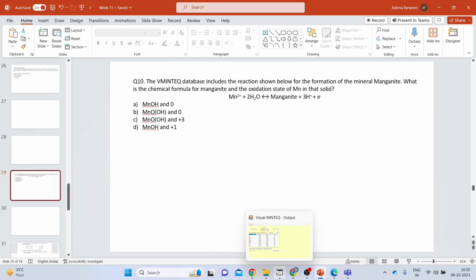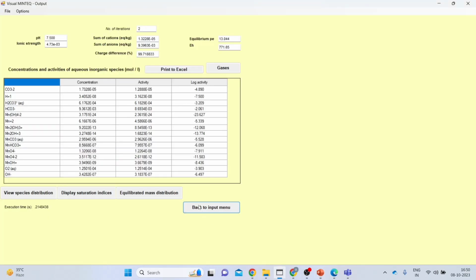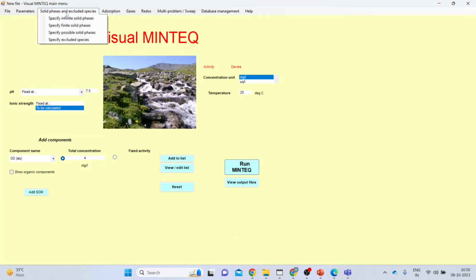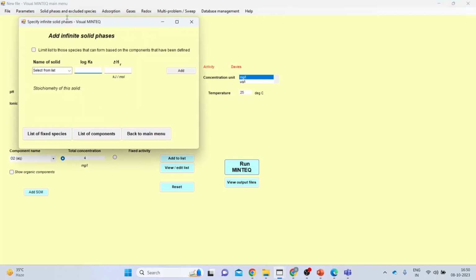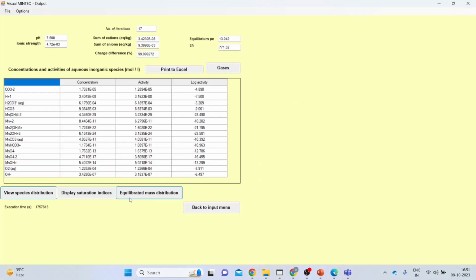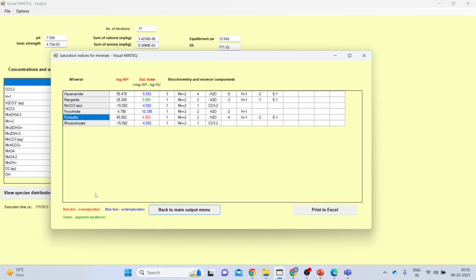So let's go to Visual Mintek. We'll go back to the input menu and we will add the magnetite. So let's limit our list to the components which we have added. Okay, we have magnetite. So we can see that, let's add it. So magnetite is MnOH.